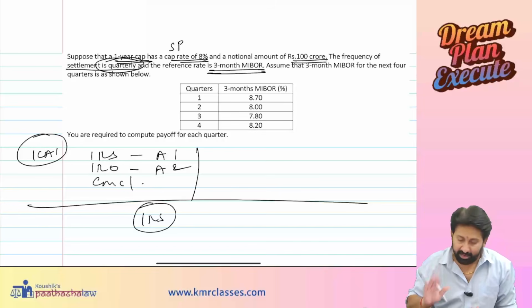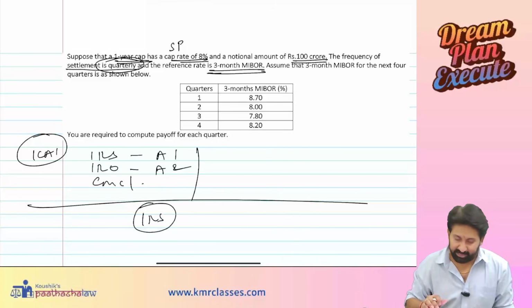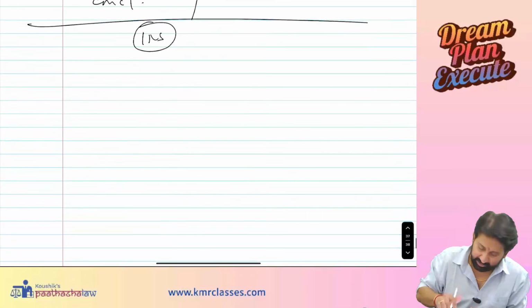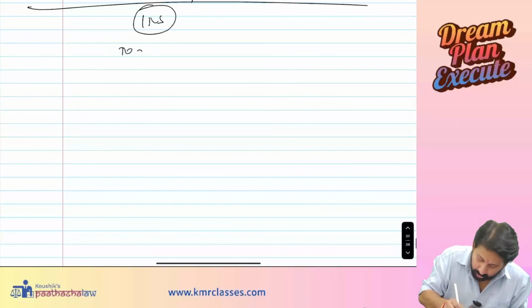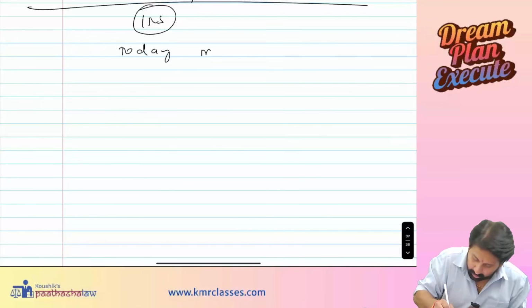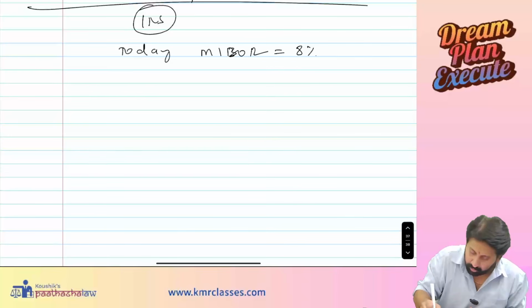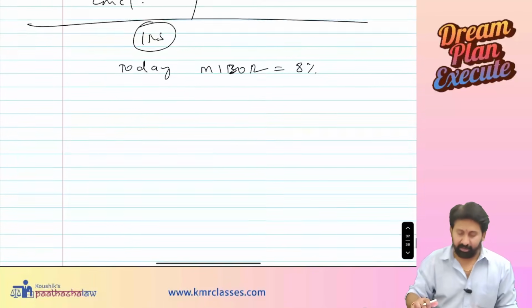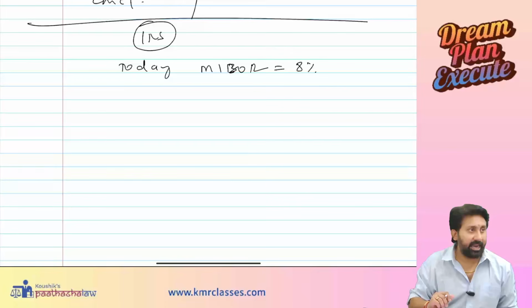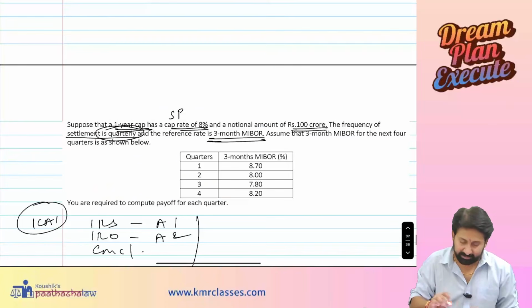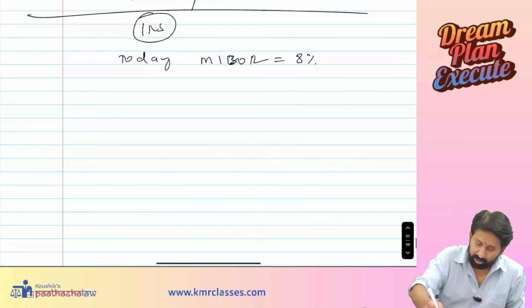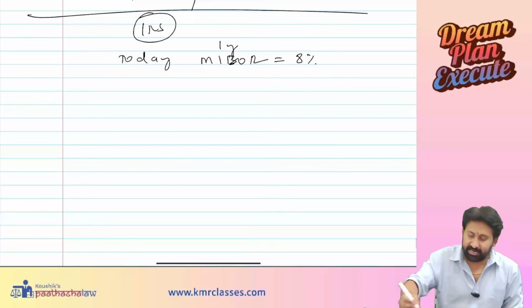Okay, in real life what happens later? Shall I explain? See, today MIBOR is equal to 8. Today MIBOR is 8%. Today 1-year MIBOR is 8%.